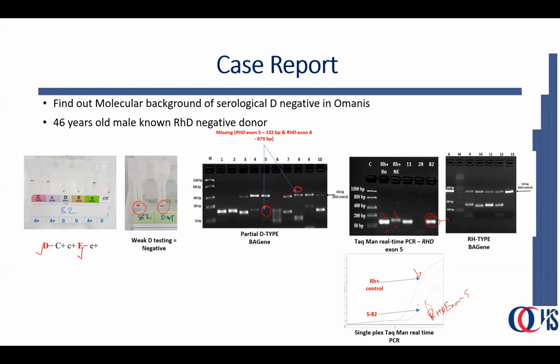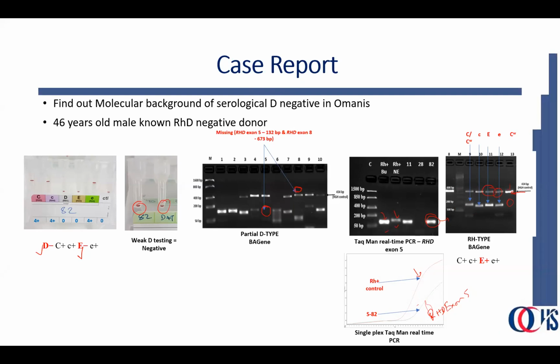And then we also tried to use the typing kit to find out the RHCE alleles. And what we have found here, as you can see, is big C, little c, big E, little e, and of course no big C W, and there is no band over here. Okay, these are all controls, as you can see here.